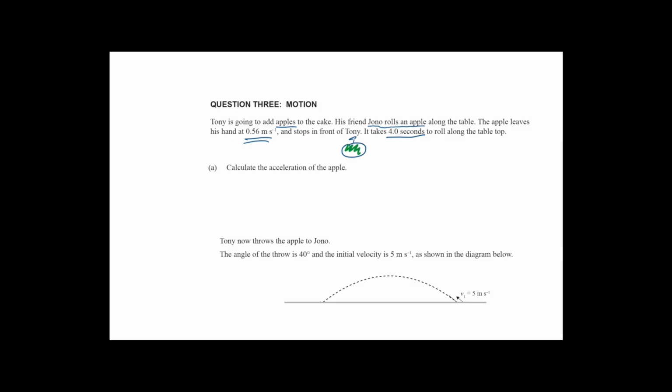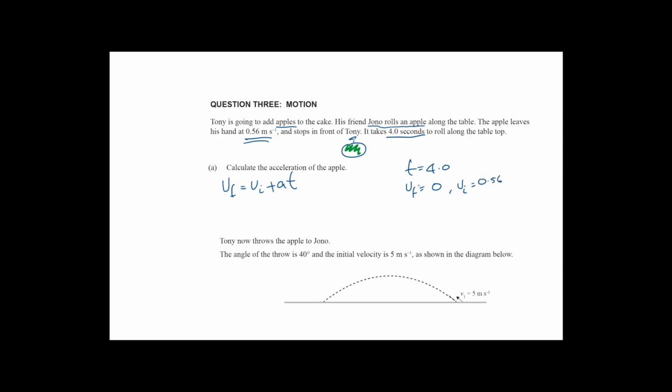Nice green apple. Calculate the acceleration of the apple. Okay, we want to turn this into an algebra question, and we're going to use the formula: final velocity is the initial velocity plus the acceleration times the time. The time we know is going to be 4 seconds. The final velocity is going to be 0 because it stops, and the initial velocity is this 0.56.